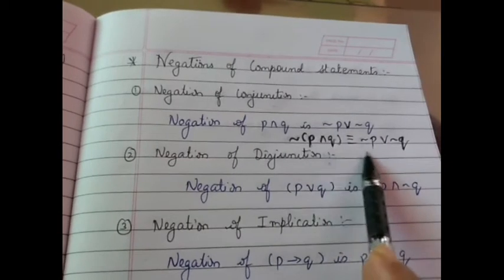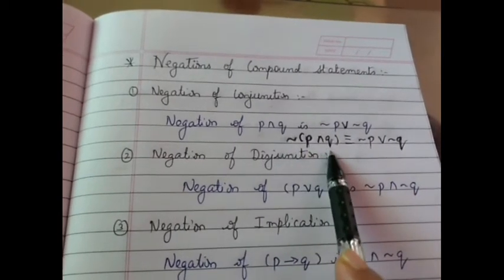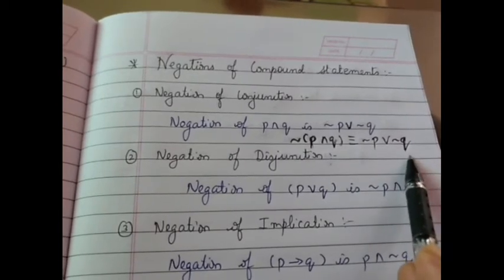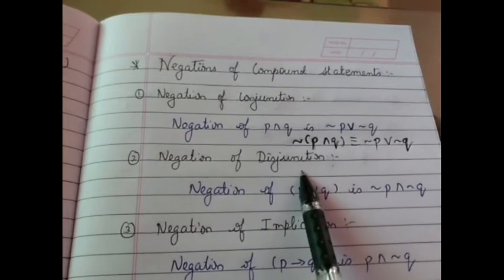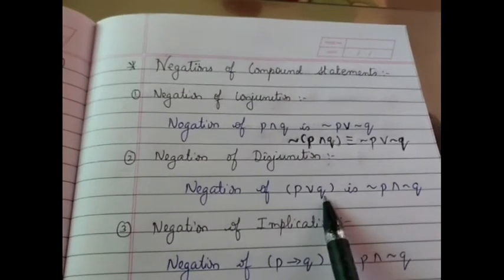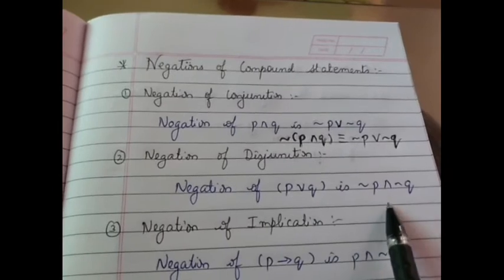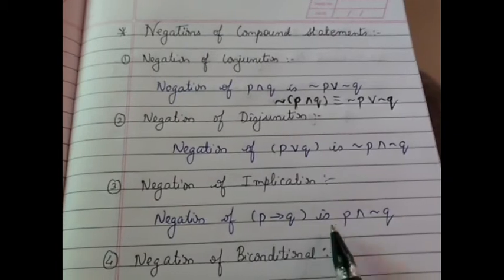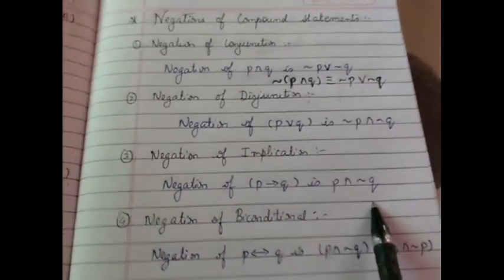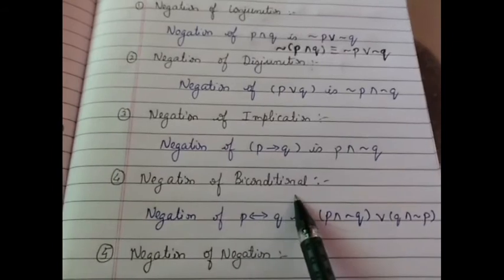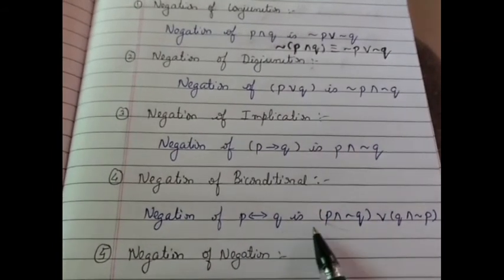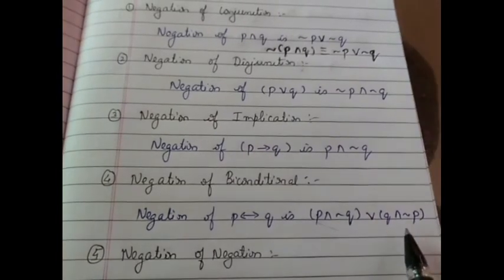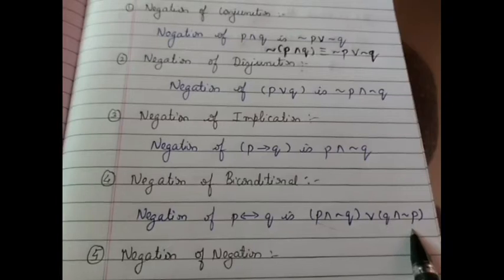We can also write this in symbolic form. Negation of P and Q is equivalent to negation P or negation Q. You can remember this as a formula, okay? Then negation of disjunction: negation of P or Q is negation P and negation Q. For negation of implication, negation of P implies Q is P and negation Q. Negation of double implication or biconditional: negation of P if and only if Q is P and negation Q, or Q and negation P.